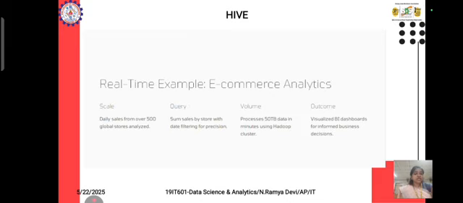These are the real-time examples of e-commerce analytics, which has a scale, query, volume and outcome. Daily sales from over 500 global stores are analyzed, and it queries sales by store with data filtering for precision, and also it processes 50 TB in minutes using a Hadoop cluster. As an outcome, we are getting visualized BI dashboards for informed business decisions.